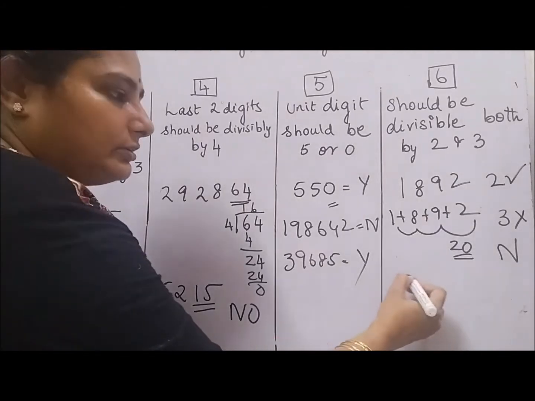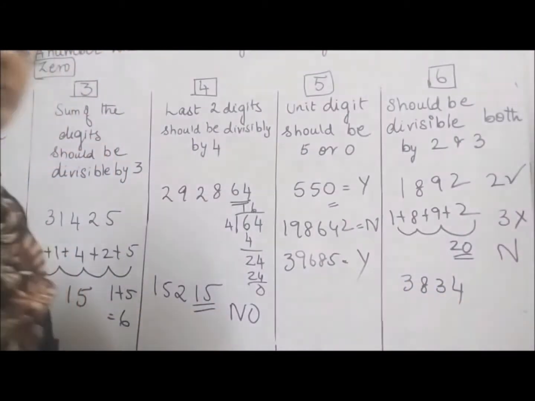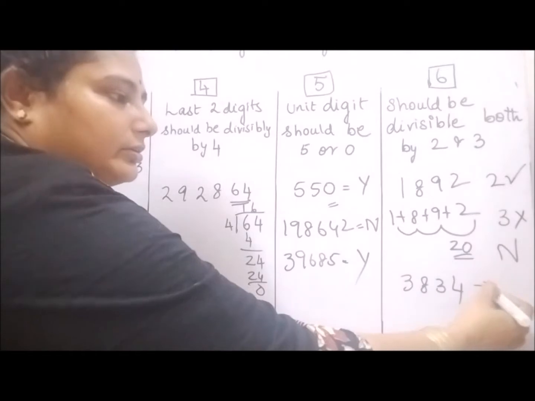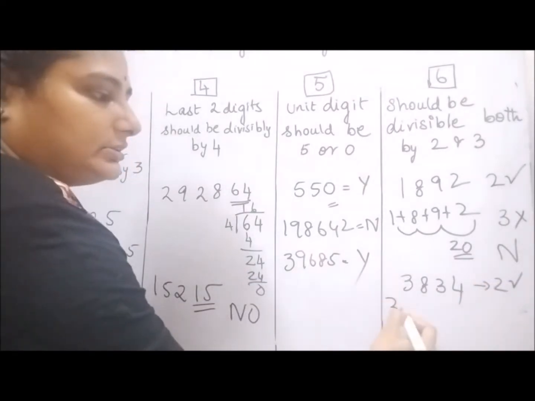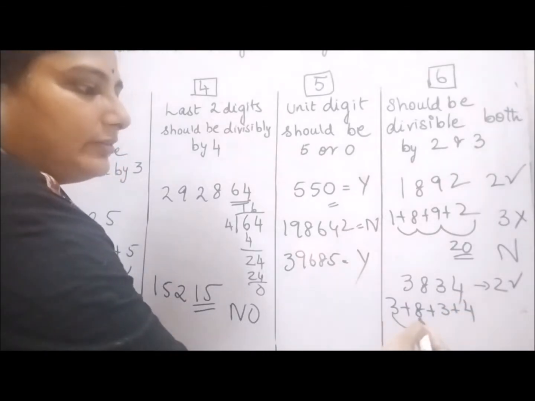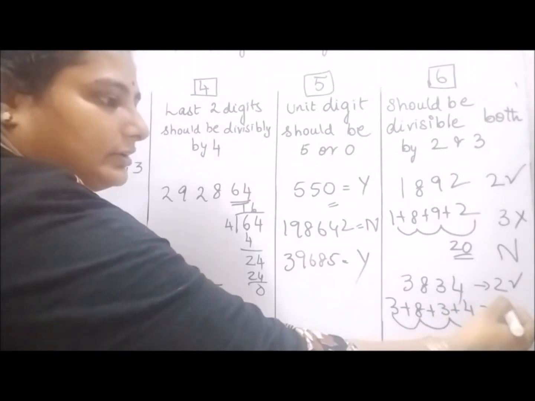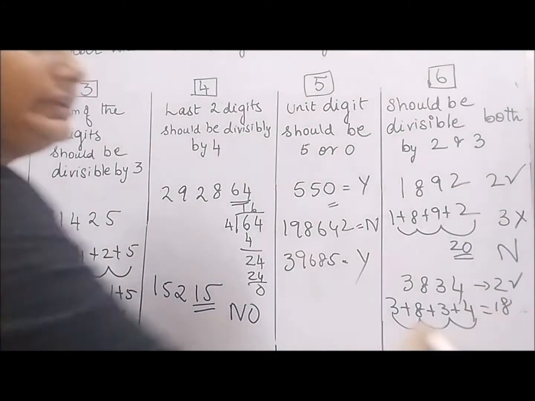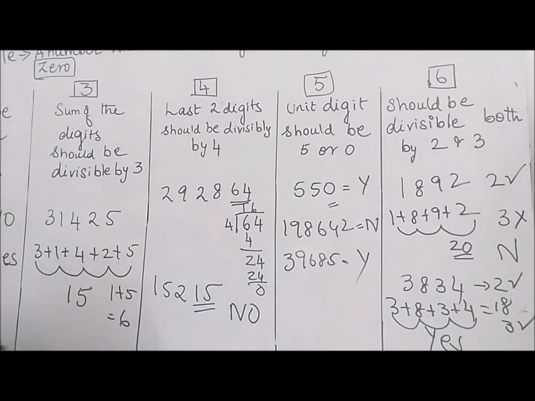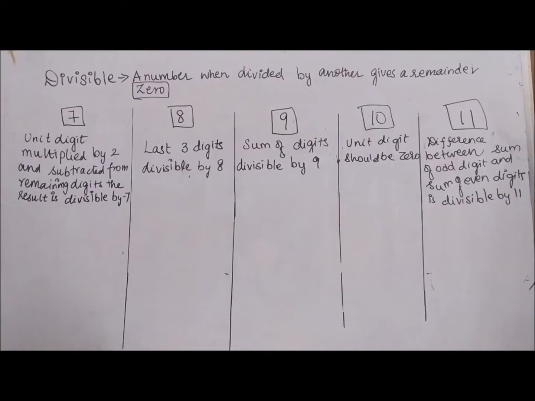One more example, 3, 8, 3, 4. Is it an even number? Yes. Does it go by 3? 3 plus 8 is 11, 14, 18. Does 18 come under the 3 table? Yes. So both. That means it is divisible by 6 also. Let's now see for 7, 8, 9, 10, 11.